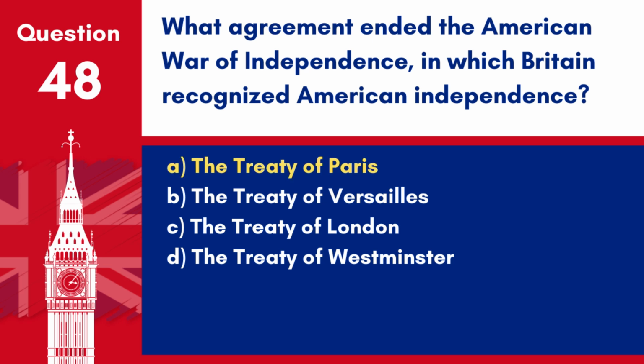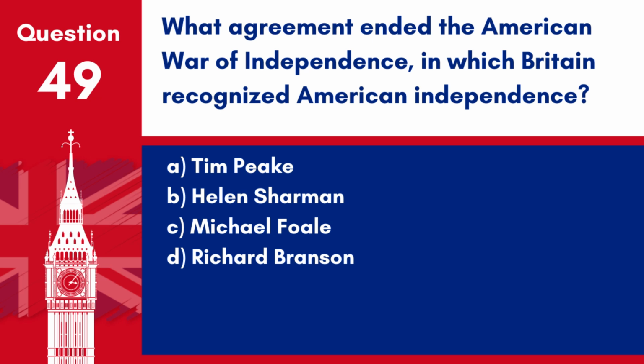Answer. A. The Treaty of Paris. The Treaty of Paris, signed in 1783, formally ended the American War of Independence and recognized the independence of the United States. Question 49. Who was the first Briton to orbit the Earth?